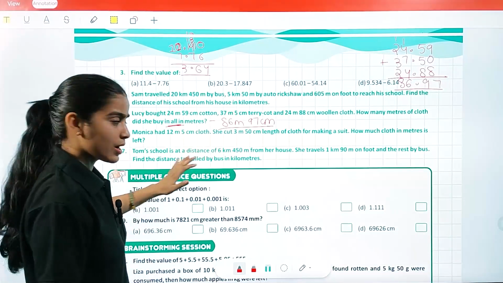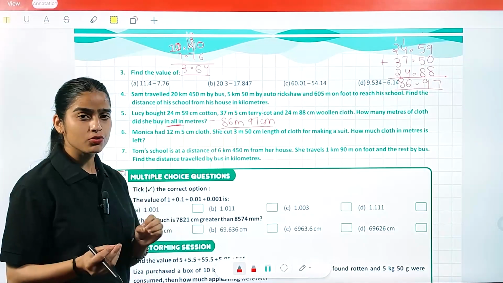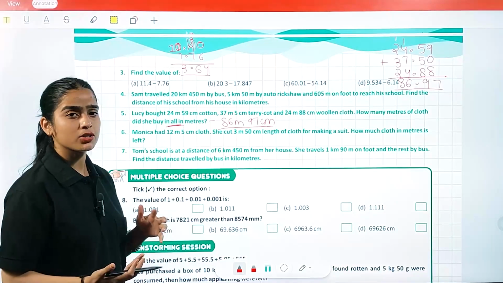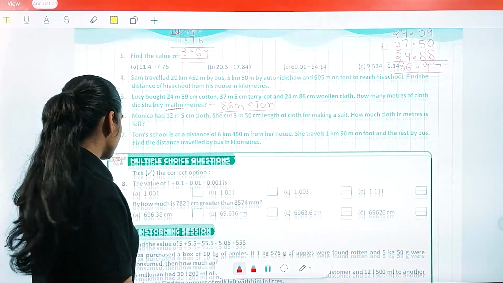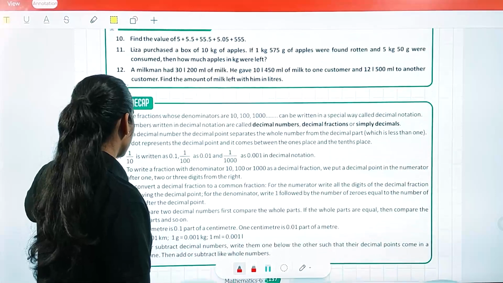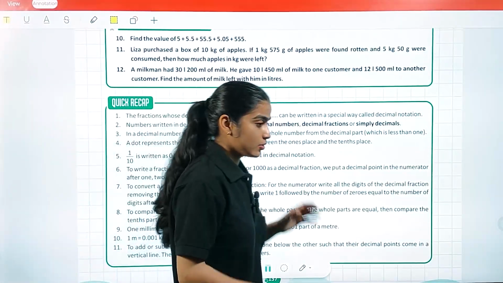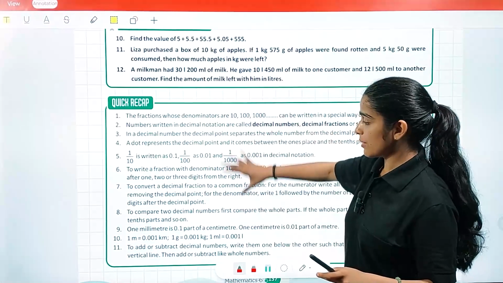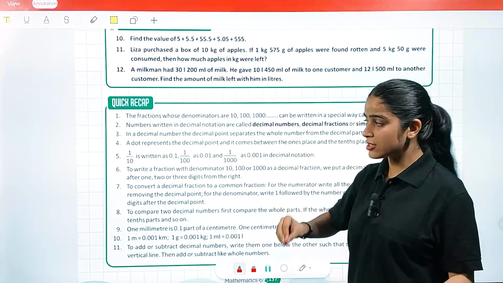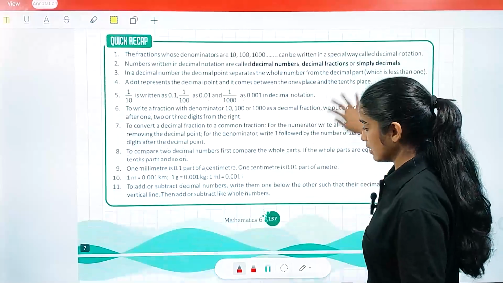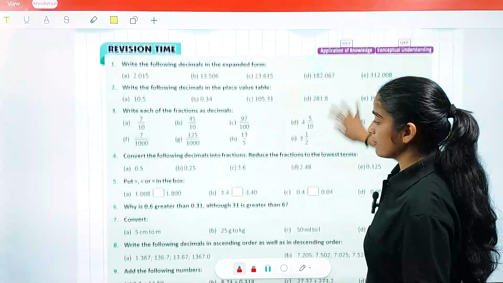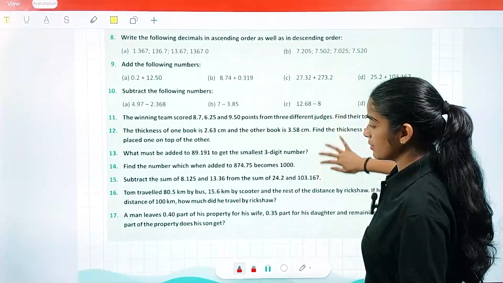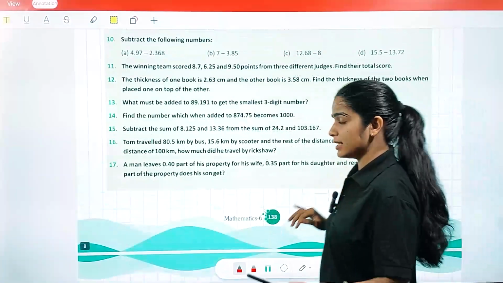The rest of the word problems you have, you just have to understand which operation you have to apply here, addition or subtraction. Then you have to do the same process which we did in the above section. So this is your quick recap, where you have to understand the whole gist of your chapter, what we learned in this chapter and what the concepts are. After this, you have to take a revision time, and with this, your chapter ends here.